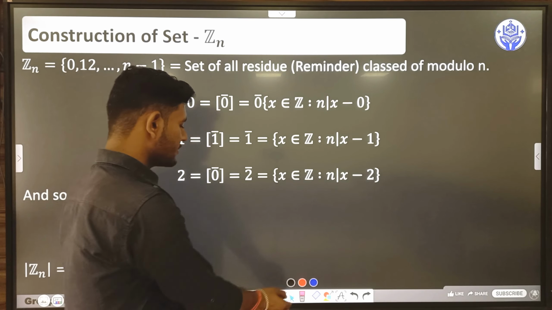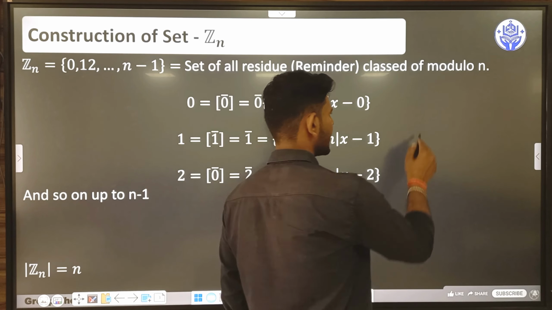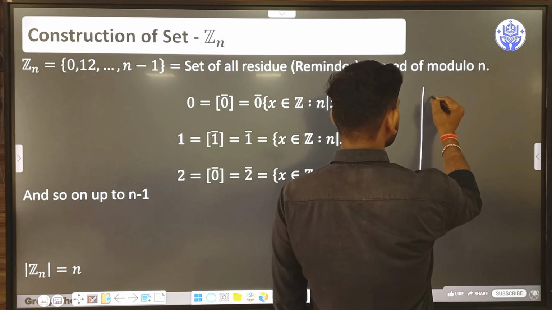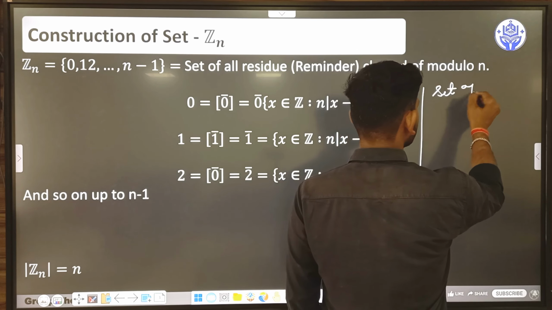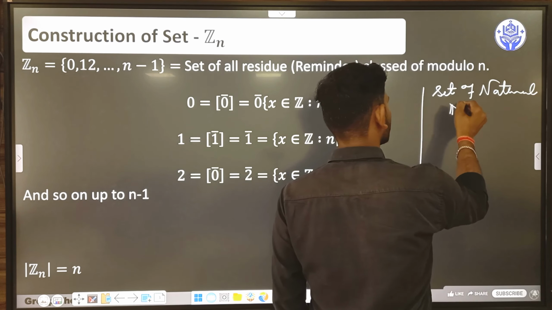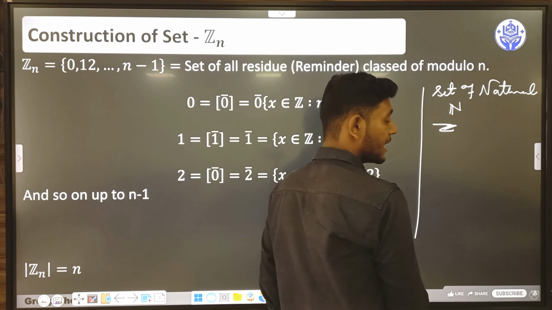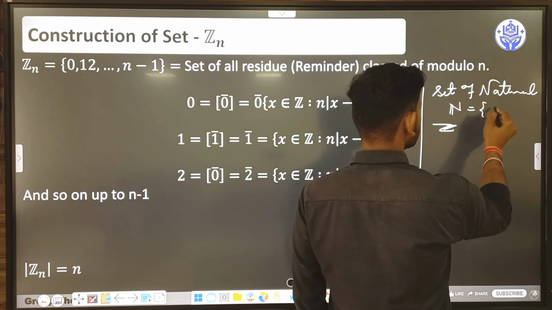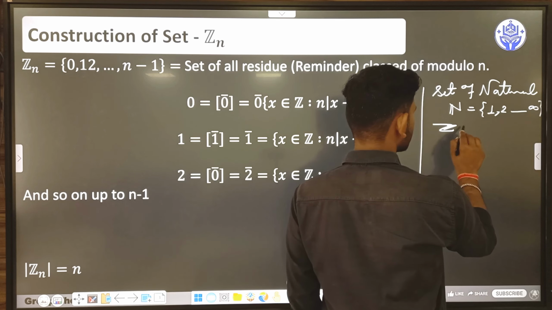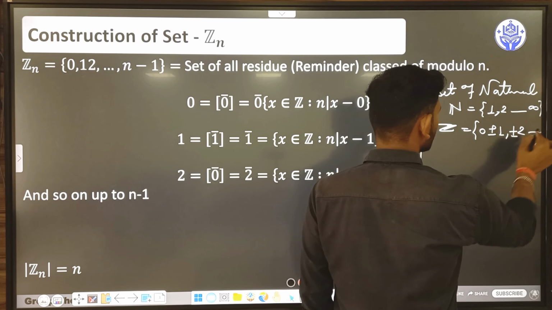So first of all I will discuss some basic sets. If we start with basic sets, then we have so many basic sets. We'll start from the set of natural numbers, which we define like this: N. After that we have the set Z. What is this? N will start from 1 up to infinity, and Z is the set in which we are taking 0, plus minus 1, plus minus 2, and so on.